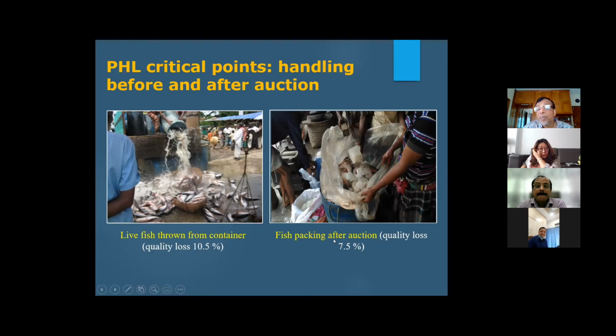And this is fish packing after auction. You see, due to lack of awareness and some ignorance, they just crush the ice, keeping it on the fish. So with this type of fish packing after auction, quality loss is 7.5%, and we have also estimated the quality loss in the left slide; it is 10.5%.